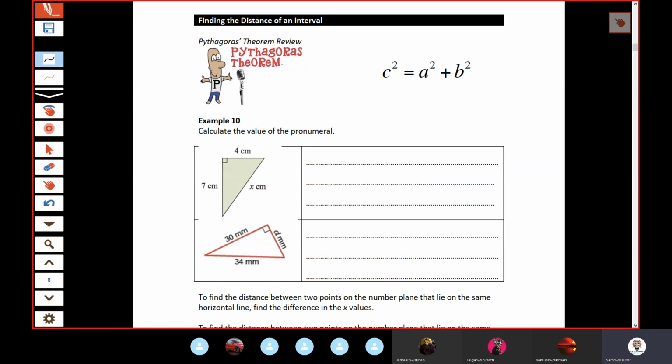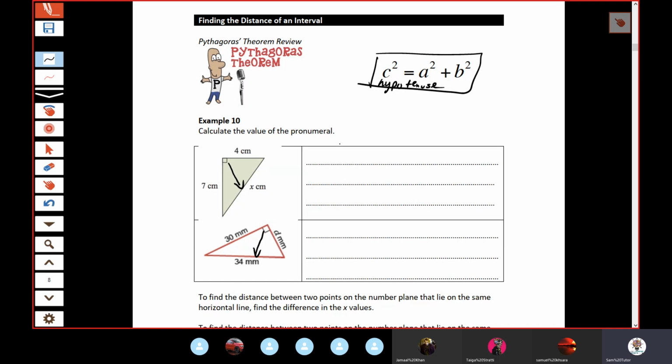Okay, so to find the distance of an interval, back in year 8, you were using this formula, right? C squared equals A squared plus B squared, Pythagoras' theorem. So nice and simple, not too complicated. C was very important though. It was called the hypotenuse, which is opposite your right angle. So that's very important that you remember that. Otherwise, A and B didn't really matter which one they were. A and B is just your sides.